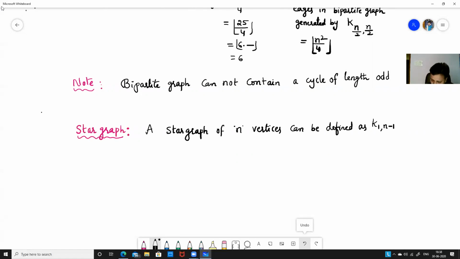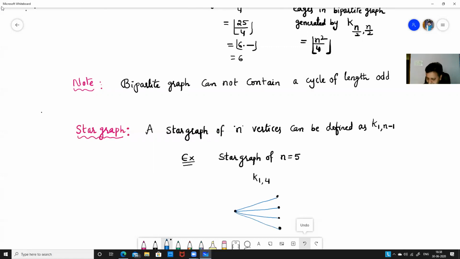For example, I want to take a star graph of order 5. Star graph of n equals 5. Number of vertices are 5. In that case, I have to construct the K1,4 graph. K1,4 means one set contains one vertex and the remaining set contains 4 vertices. Then we can join them. This is called a star graph.